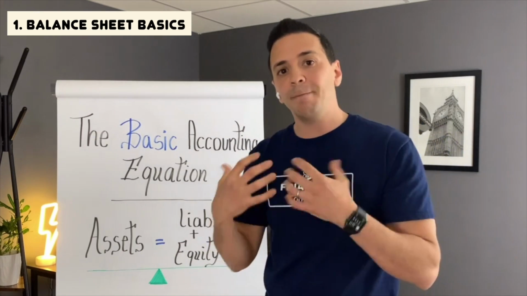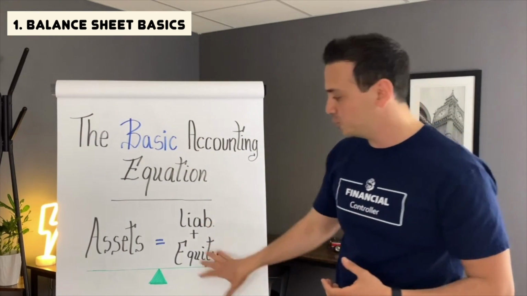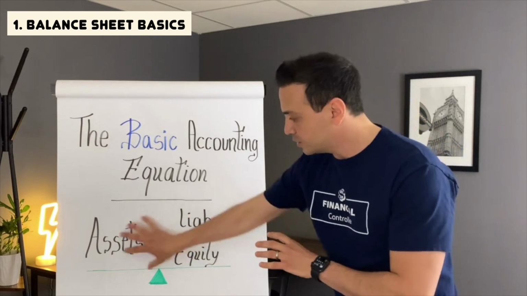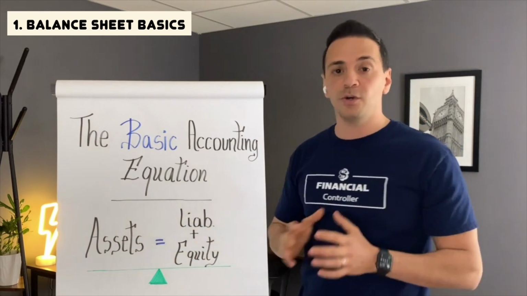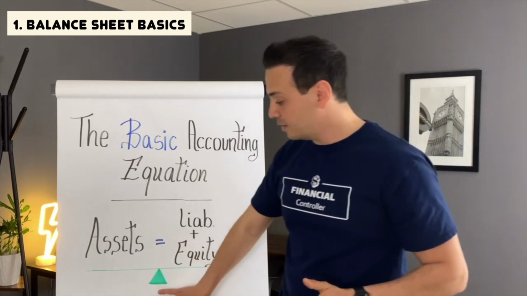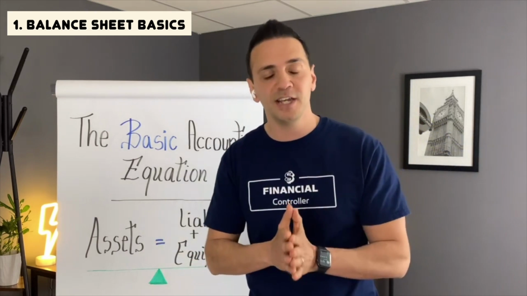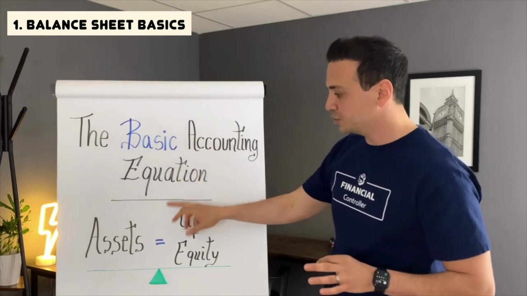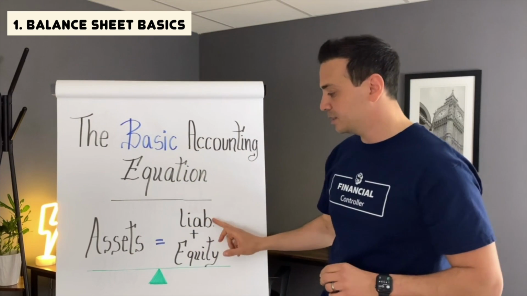It's not a concept that we make up as accountants that these two sides are equal. This is a very natural concept that these two sides are always going to be equal. So like I said, if you understand this concept, you understood half of accounting. So it's really important for you to understand the basic accounting equation: assets equals liabilities plus equity.